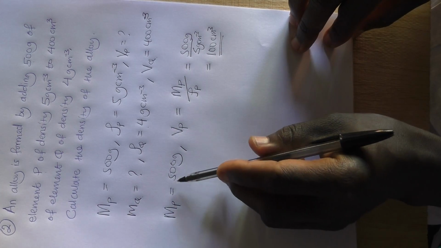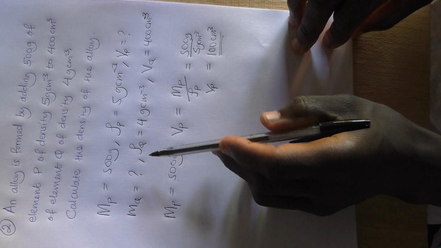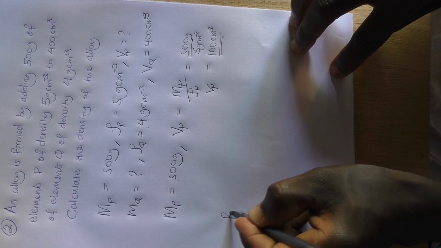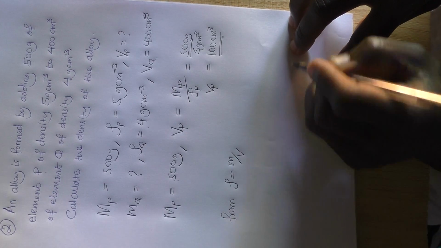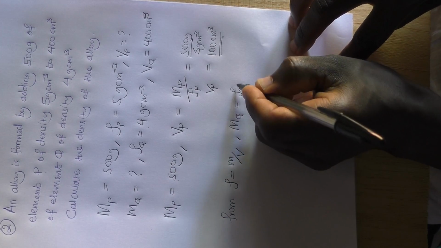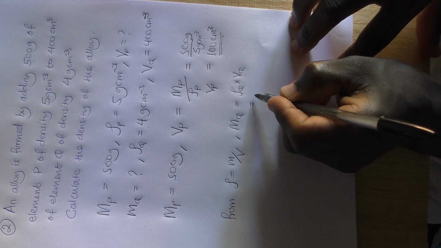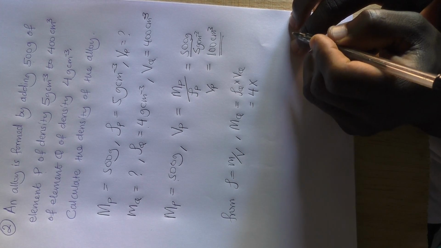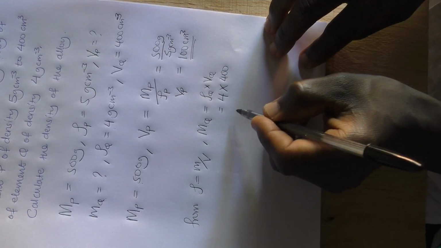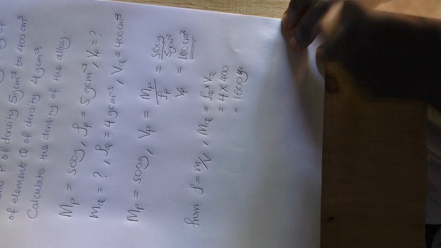Now we have the mass of P and the volume of P. For Q, we must get the mass. Still, from density equals mass over volume, the mass of Q can be given by density of Q times the volume of Q, which is 4 grams per cubic centimeter times the 400 cubic centimeters, giving us 1,600 grams.